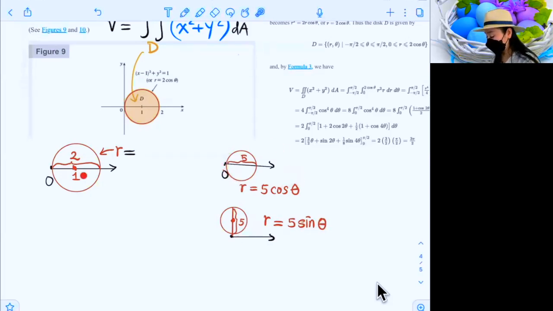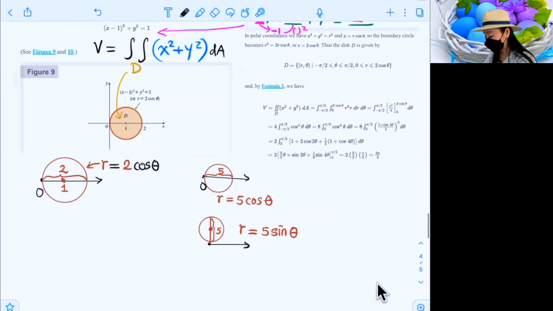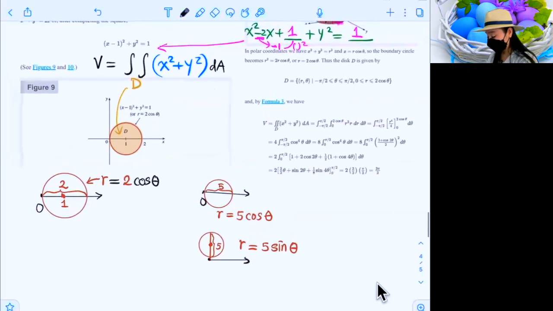So in this case, this is a circle and the center here is at this polar axis. Then r is equal to what? 2 times cosine of theta. Okay, 2 times cosine theta. That's the equation for this circle. Therefore now we express this as in polar coordinate. That's the equation for the circle.